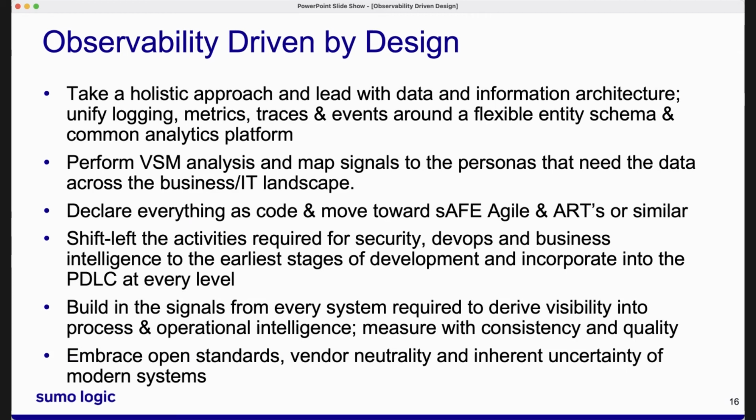Vendor neutrality is really the path forward. If you're still using proprietary agents or legacy technology, you're not going to have the freedom to go with the most robust analytics solution on the back end. And you're not going to have the uptime that you can expect from a modern system, given the inherent uncertainty of some of the legacy systems that have been built and kind of made to operate in the cloud.